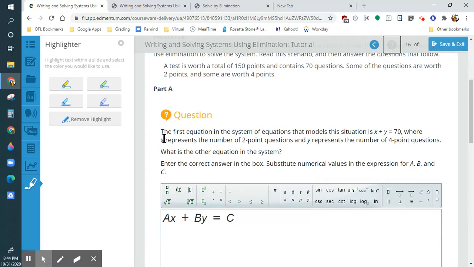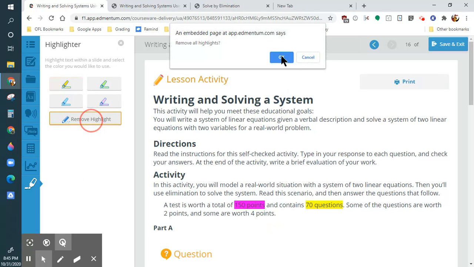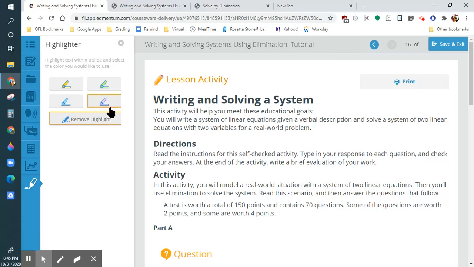So let's take a look at this one. So we're going to write a first equation. So let's take a look at what we're talking about here. So a test is worth this many points. So our goal here is this many points is the total. It contains 70 questions. Oh, so let me remove these highlights. So we're going to be talking about 150 points. That's one of our goals. And 70 questions is our other goal.